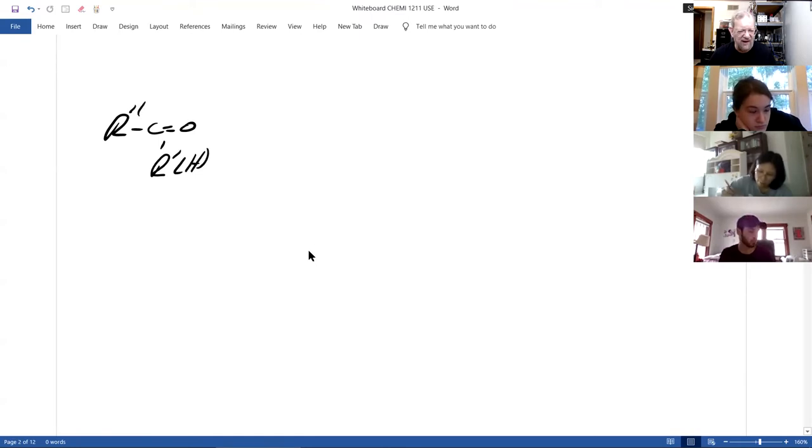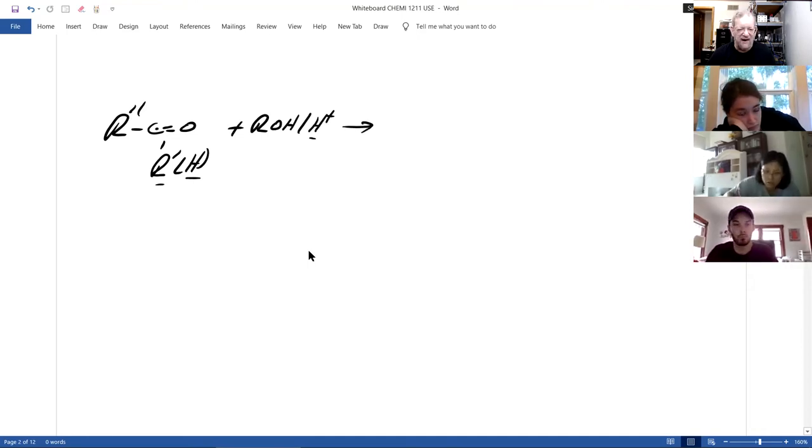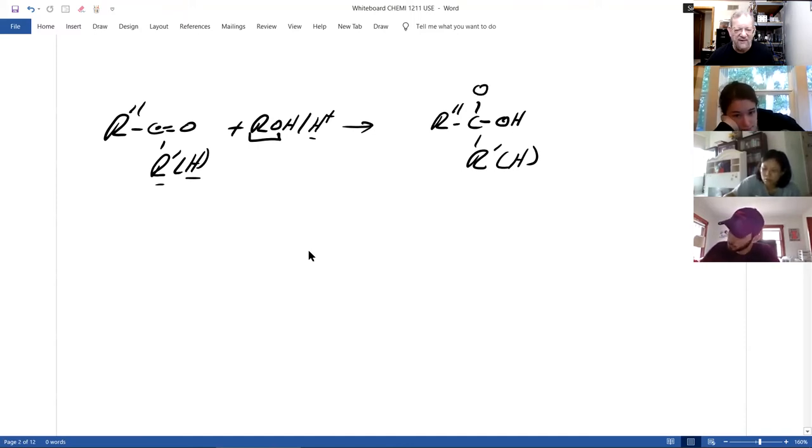Remember, this is an aldehyde when R prime is H, it's a ketone when R prime is carbons, plus an alcohol, an acid catalyst. That's what H plus is. Keep your eye on the carbonyl carbon. What's attached to it stays attached to it. Then you get a hydroxyl group. And this part here attacks what was the carbonyl carbon to become this one. And that's what you get. And when we talk later on about carbohydrates, we'll come back to this reaction.